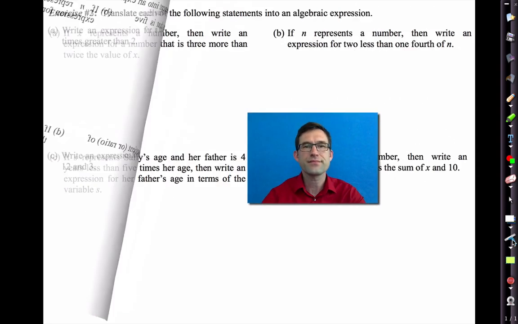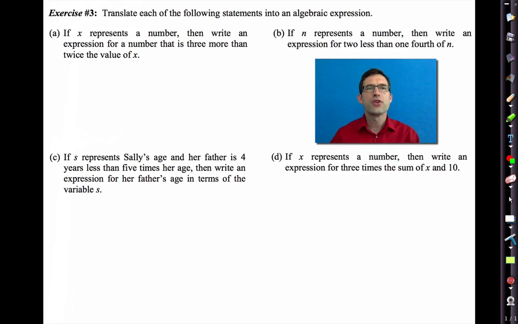Okay. Next exercise. Translate each of the following statements into algebraic expressions. So now these are going to become a little more complicated. We have to think about order of operations and keep in mind that multiplication and division will always occur before addition or subtraction unless you somehow circumvent order of operations, so you get around order of operations by using parentheses.